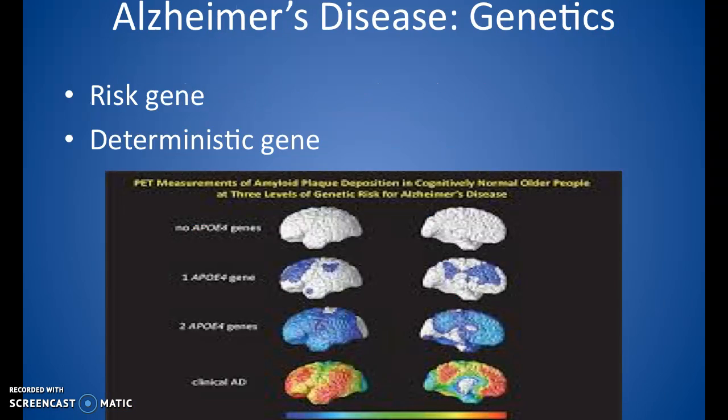In Alzheimer's disease, there are two kinds of genes that are associated with a familial risk factor. The first is a risk gene, known as APOE4. A person has 0, 1, or 2 APOE4 alleles, as displayed in the picture. Having more APOE4 alleles increases the risk of developing Alzheimer's. However, inheriting an APOE4 allele does not mean that a person will definitely develop Alzheimer's. The other gene is a deterministic gene, which means the individual is guaranteed to develop Alzheimer's. However, this is much rarer than risk genes.